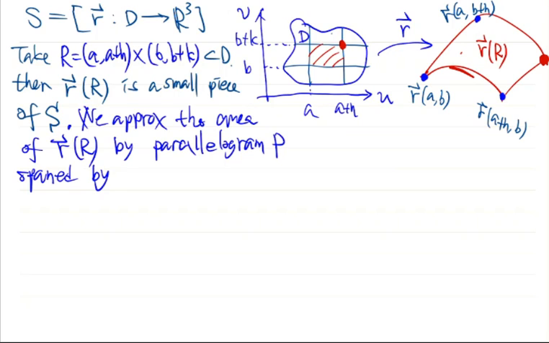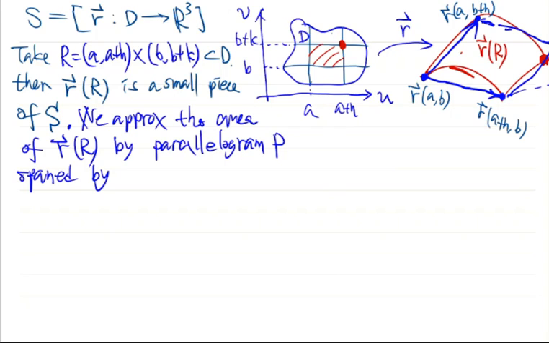One is this, the other is this. These two vectors determine the parallelogram, which lies outside the picture. Okay, but I don't need to draw the picture if you want. This is the parallelogram, surrounded by these two vectors.